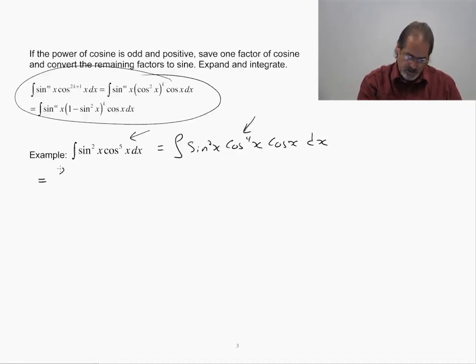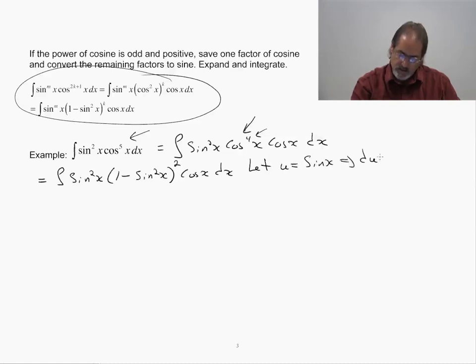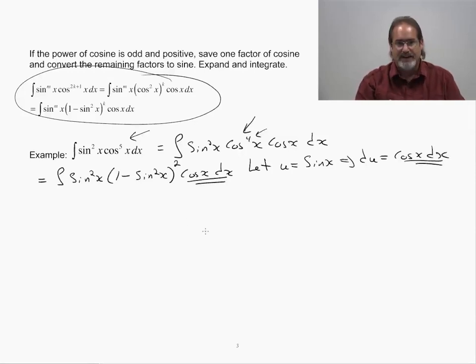So this will be equal to the integral of sine squared of x times 1 minus sine squared of x. 1 minus sine squared is cosine squared, but I have a cosine to the fourth, so I need to square this, times cosine x dx. Now, if I simply let u equal sine x, then du equals cosine x dx, which is exactly what I need. So I can write this in terms of u.